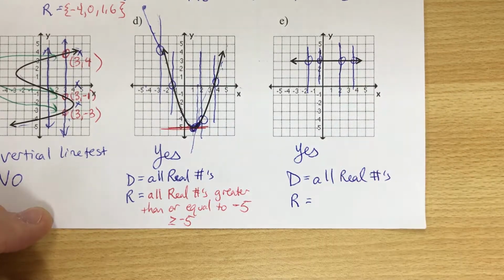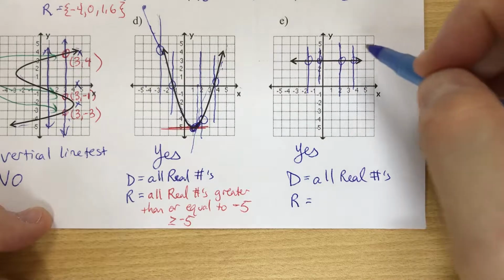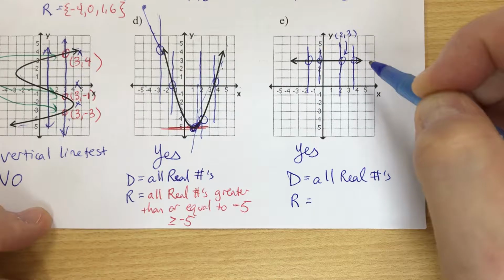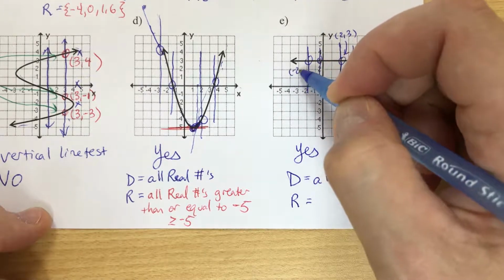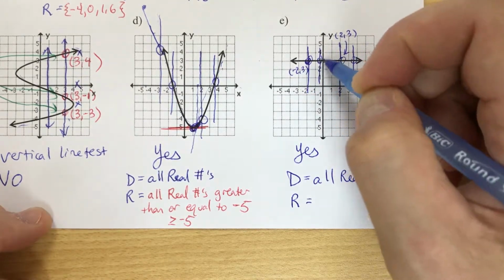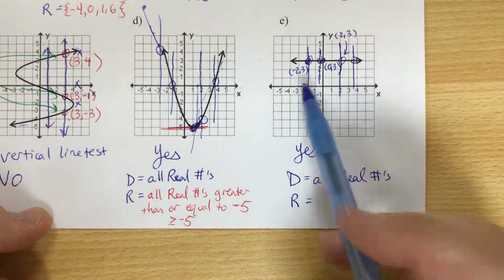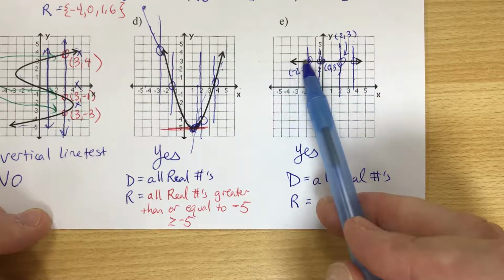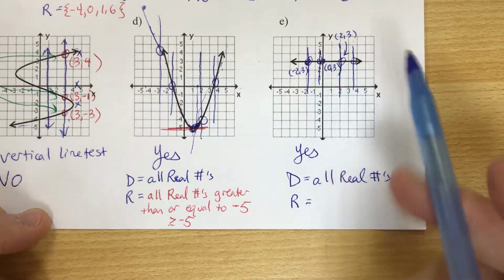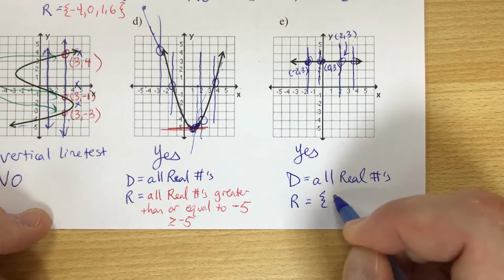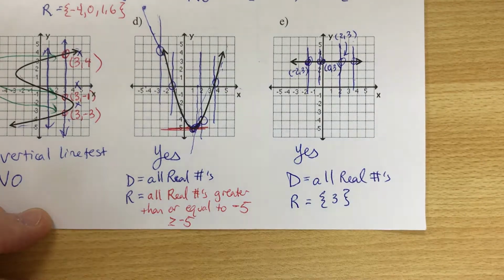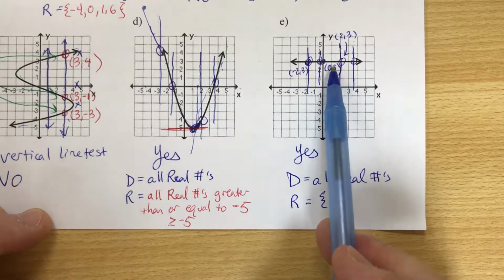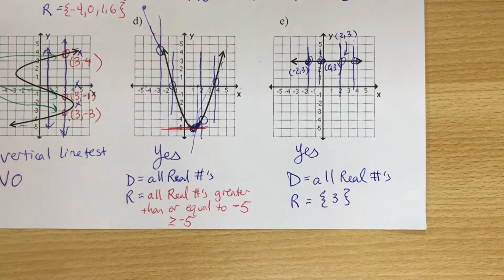Now the range is the y values. If I take these points here, this is 2, 3, and here's negative 2, 3, and here's 0, 3. Notice the y values are going to be the same every time. Because this is horizontal, we're always going to stay at the same y value. So we say the range is just the number 3. It's the set of that one number. And that's okay. The y values are allowed to repeat. It's the x's that cannot. And that is the end of part 1.